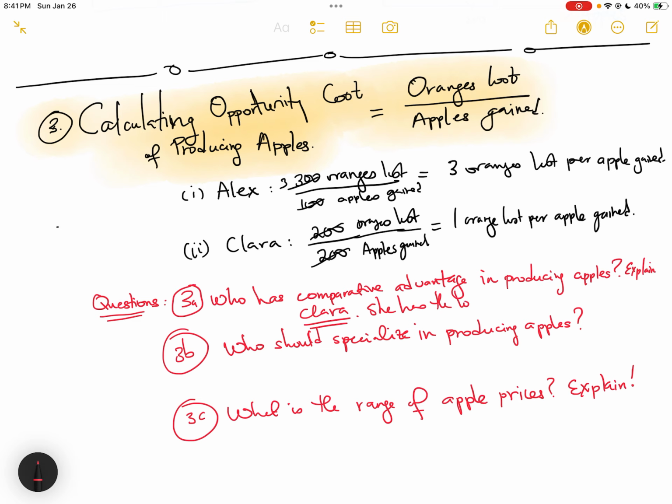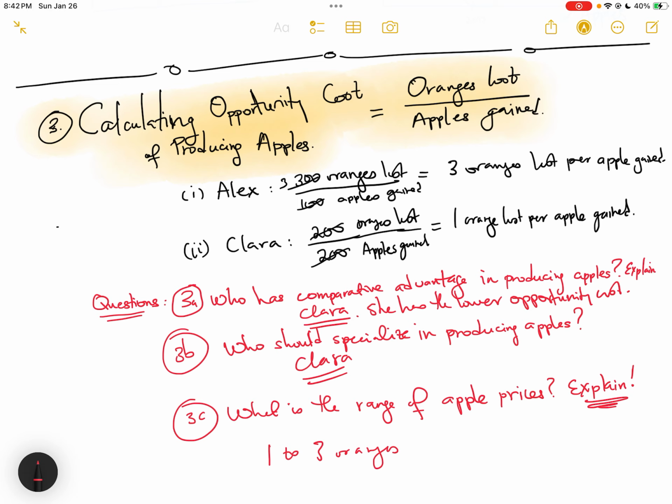She has the lower opportunity cost. That's the answer. Who should specialize in producing apples? Clara should. Clara should specialize in producing apples. And what is the range of apple prices? The range of apple prices here will be just these two numbers we have calculated. 1, 2, 3 oranges. That is the range of apple prices. Now, how do we explain this?